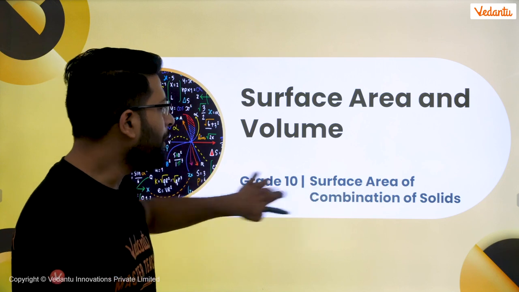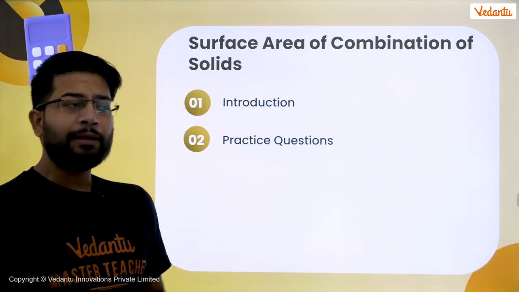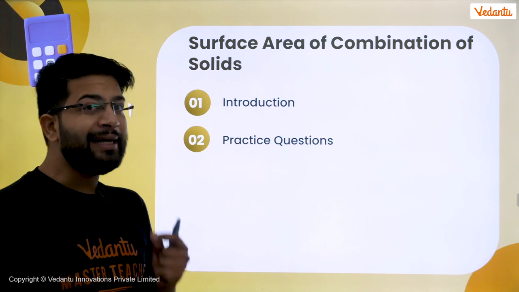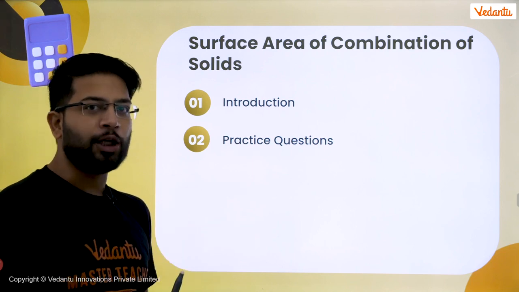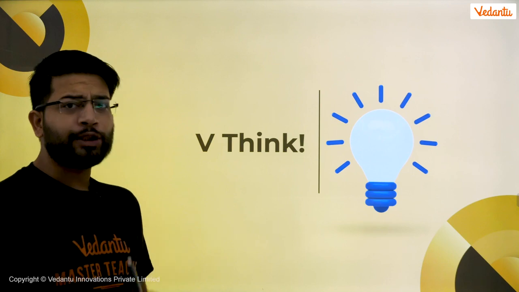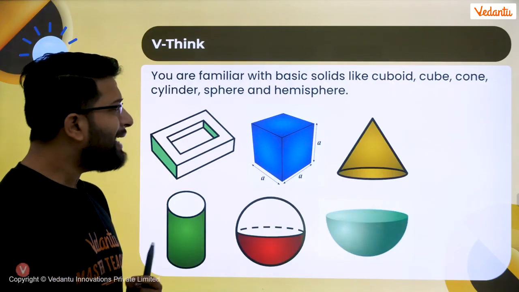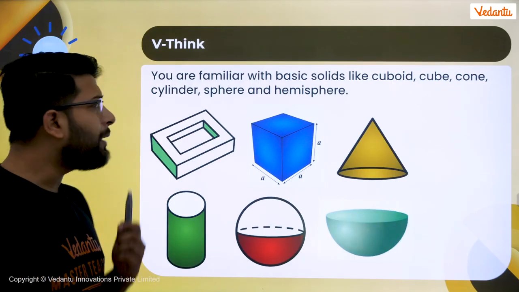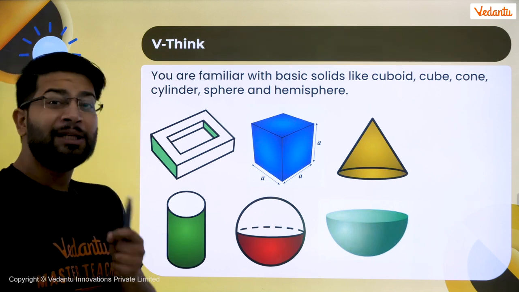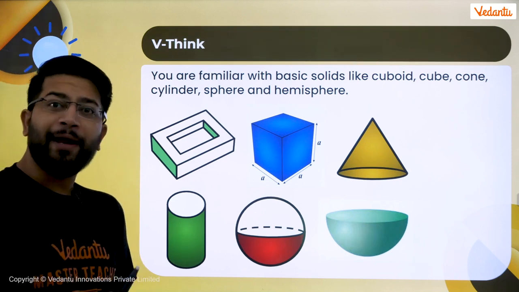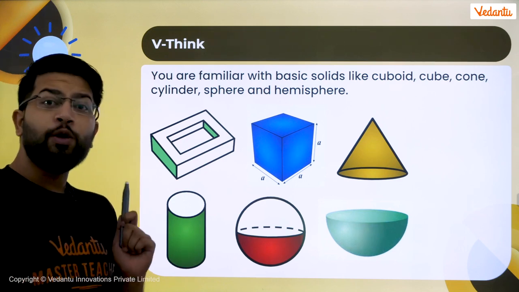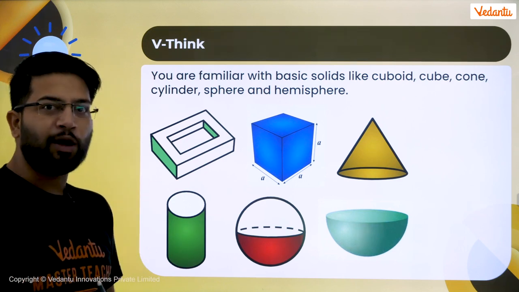But first of all, let me show you what the different combinations are and how we deal with these combinations in daily life also. So champ, one question to think about: we know the basic solids like cuboid, cube, cylinder, cone, sphere, hemisphere. We know the formulas of these solids also.